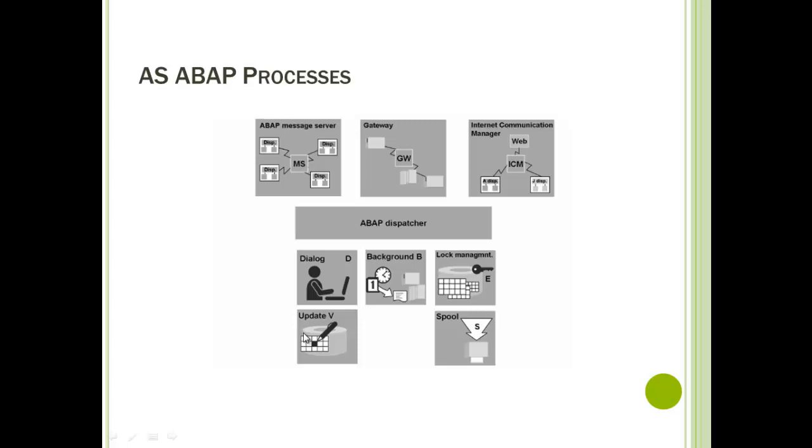Then we come to spool. The spool work process passes sequential data flow to the printer. That is the definition of the spool work process. Sequential data flows means basically spool handles printing. In layman's language, spool means printing.